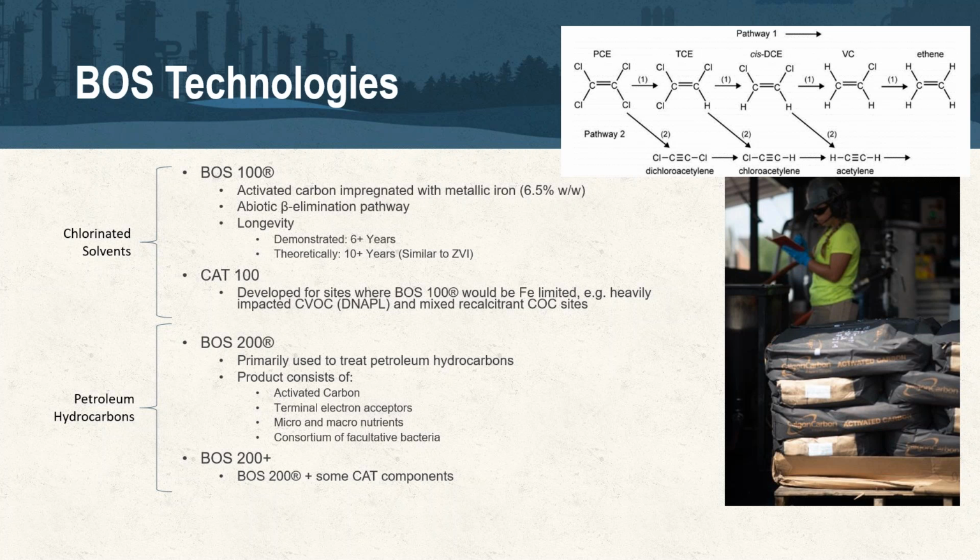CAT 100 is a slight variation. It takes BOSS 100 and we add an electron donor, we add some other components, we add some bacteria. So it's a combined treatment: you get that same abiotic transfer, but then you also get some classic ERD type reactions as well.